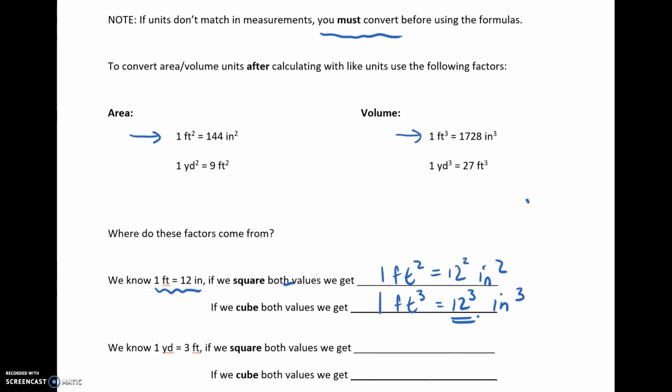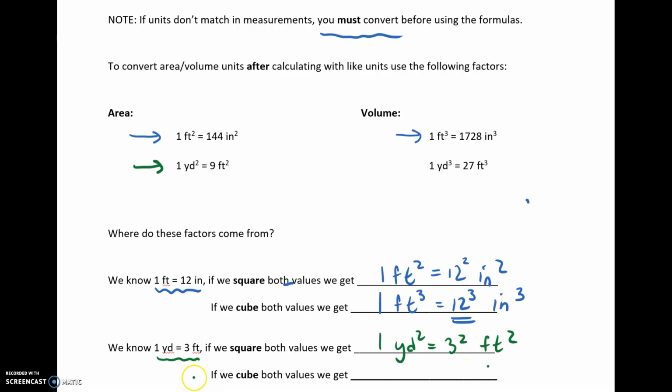If you're converting between square yards and square feet, we use the conversion factor 1 square yard is equal to 9 square feet. Why is that? We know 1 yard is equal to 3 feet. Squaring both sides, we get 1 square yard is equal to 3 squared feet squared. 3 squared is equal to 9.